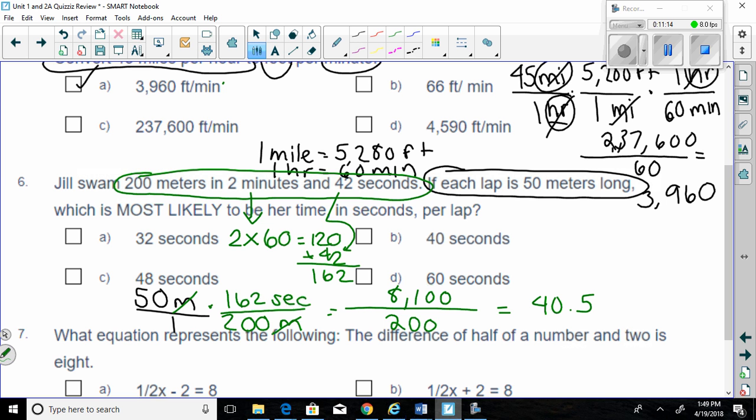So it says which is most likely. That's why they capitalize that. Which one would most likely be the time? B equals 40 seconds. There's only going to be maybe 1 or 2 of these.